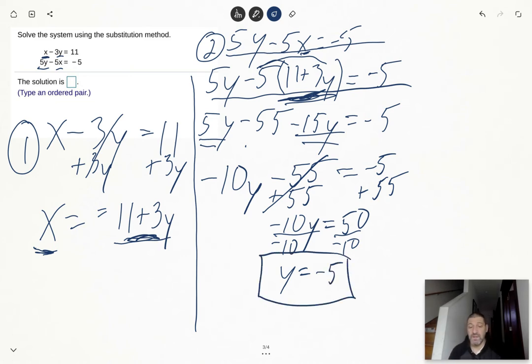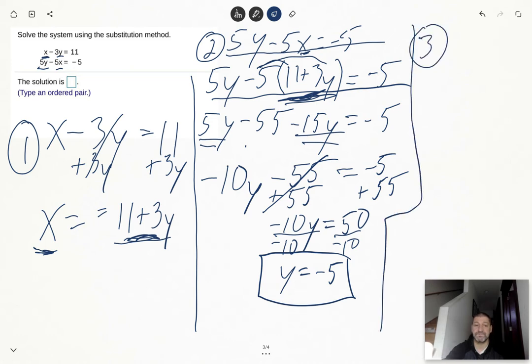Okay, now we just want to plug that back in to make sure it works. I'm sorry, I skipped a step. We want to actually find the second variable. So we now know that y is equal to negative 5, or we think it is. So I'm going to plug that into the first equation to solve for the other variable.